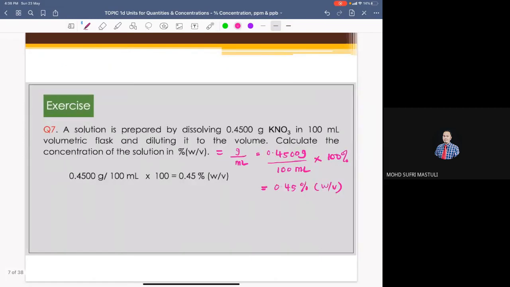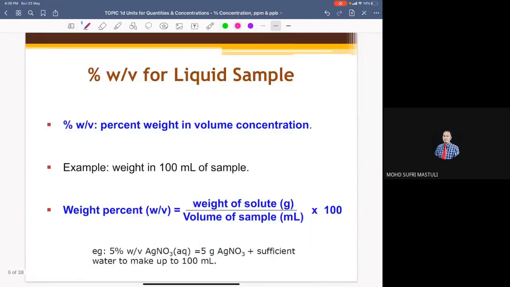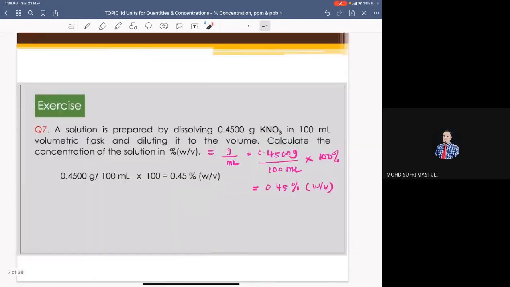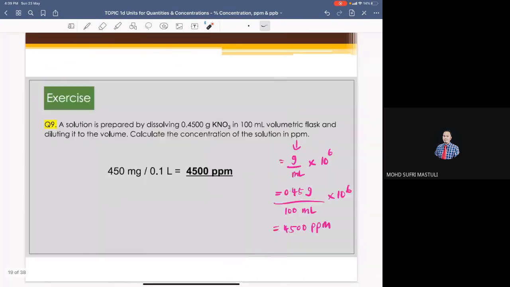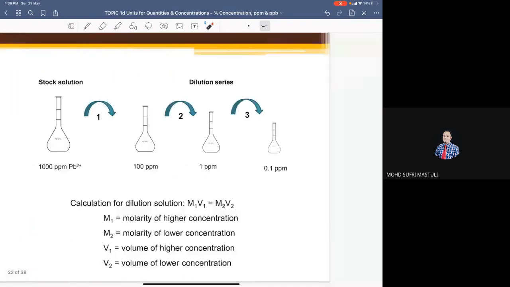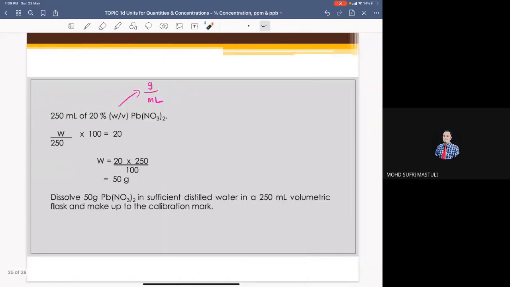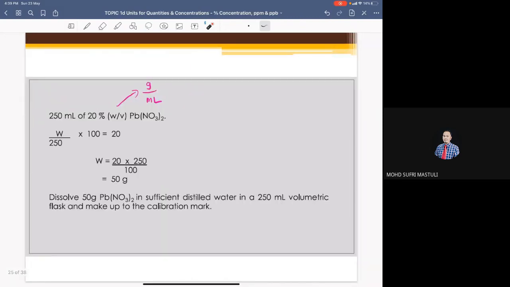Milligram per gram per milliliter. Okay. So milligram per milliliter. So gram per milliliter.